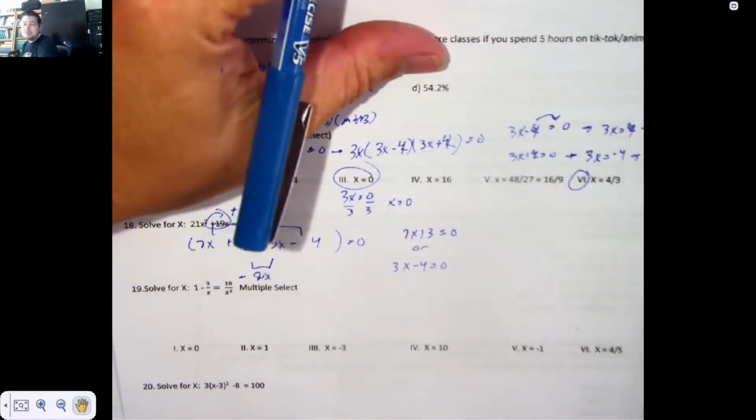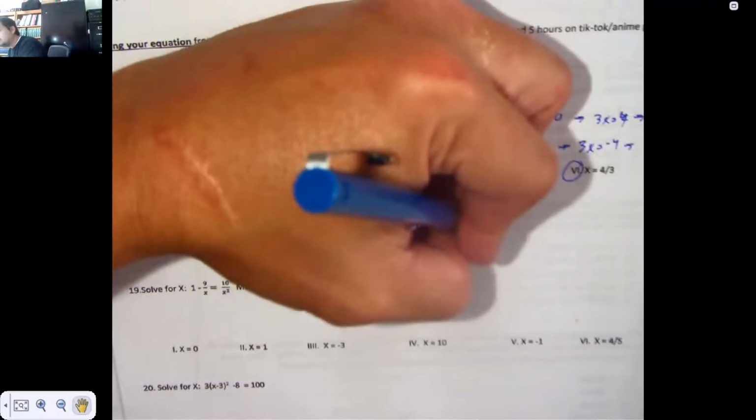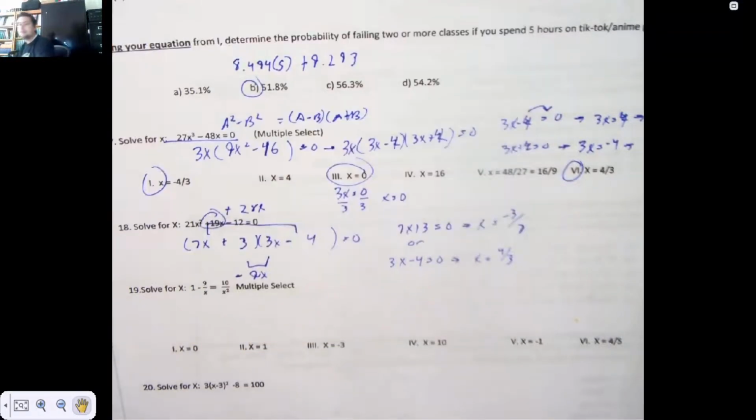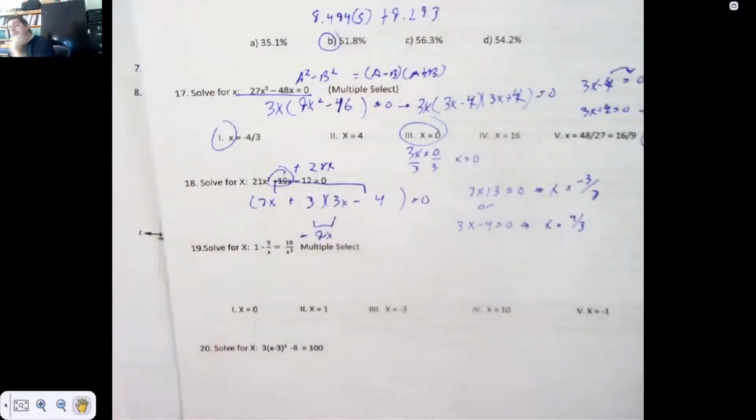This probably had about a 40% success rate on this question when you talk about the juniors. I subtract 3, I divide by 7: negative 3/7. I add 4, I divide by 3: 4/3. There they are. Number 19, I know some of y'all were scared about this thing.